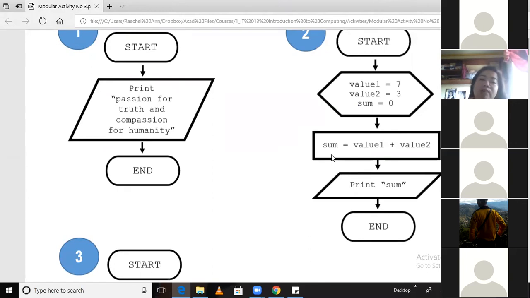Nakatrip ka ba, ma'am? Kasi ma'am string yung ano.